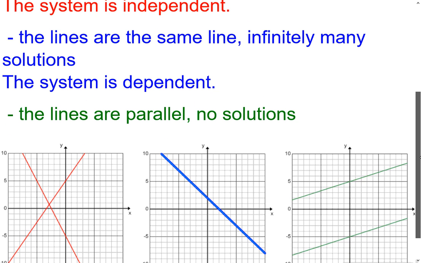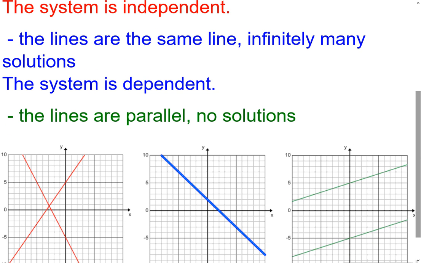And then I just drew a picture of what I have here. So if they intersect at one point, we get that picture that could look like that. If they're the same line on top of each other, and then our last situation where we have the parallel lines.